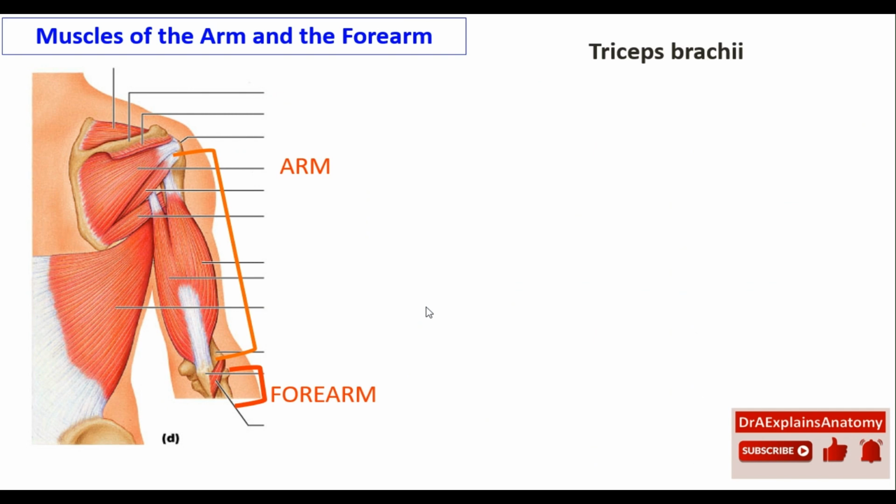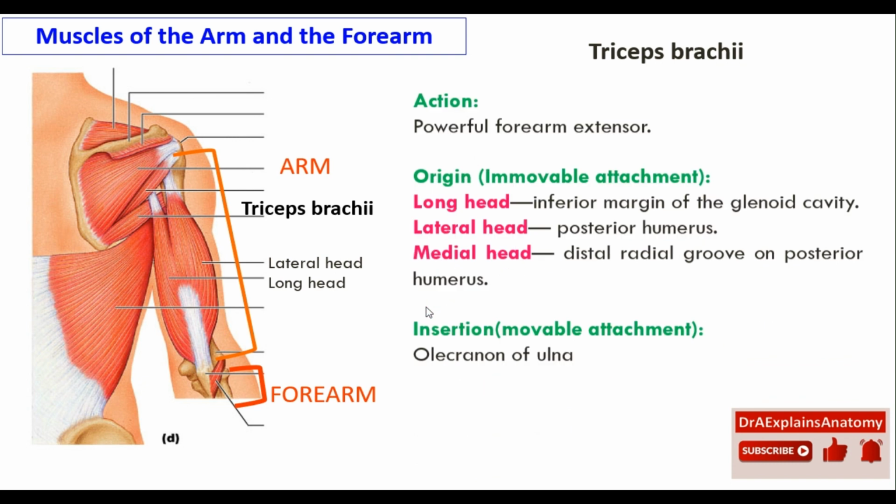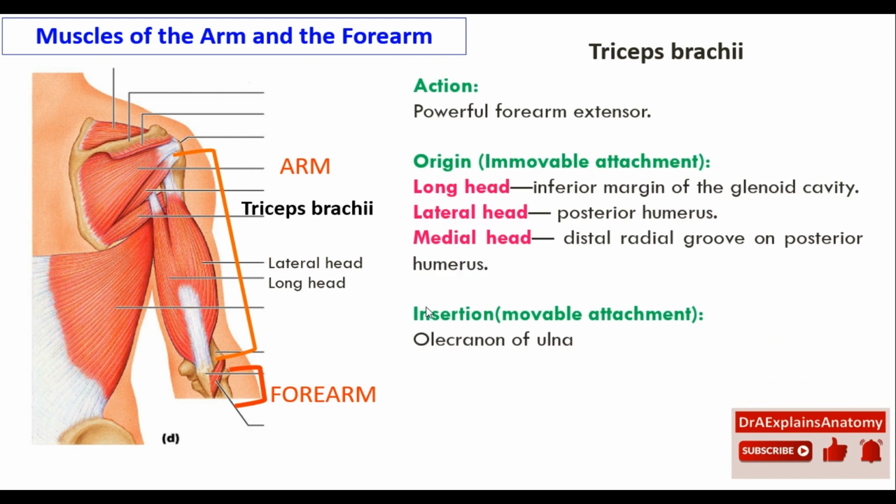Moving to the triceps brachii muscle, triceps from three heads. Here we can see the lateral head, the long head, and also we have the medial head. The triceps brachii is a powerful forearm extensor. This is the arm right here, and that is the forearm. The origin for the long head is the inferior margin of the glenoid cavity. That's the long head. The glenoid cavity is a structure on the scapula.